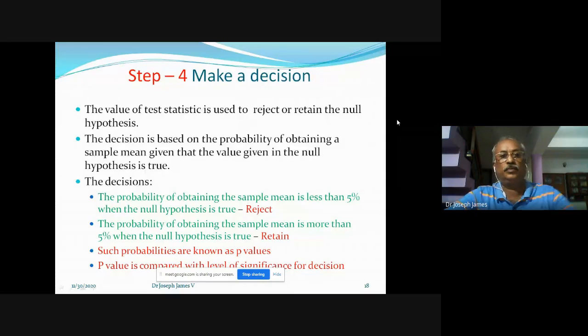Then coming to making a decision, the value of the test statistic is used to reject or retain a null hypothesis, and the decision is based on the probability of obtaining a sample mean given that the value given in the null hypothesis is true. That is actually a conditional probability. Probability of obtaining a sample mean given that the null hypothesis is true.